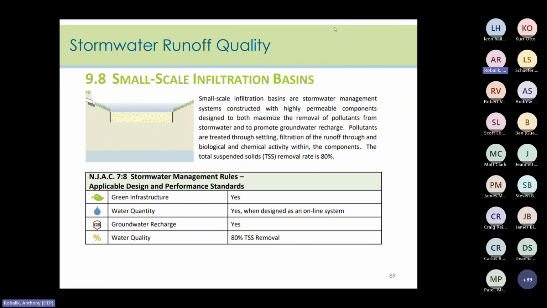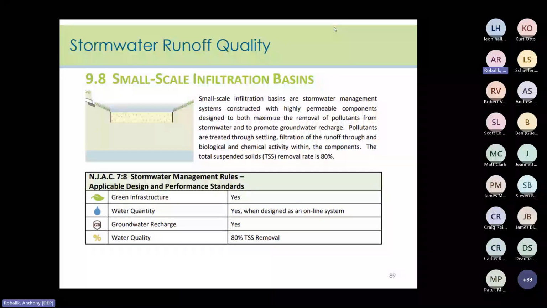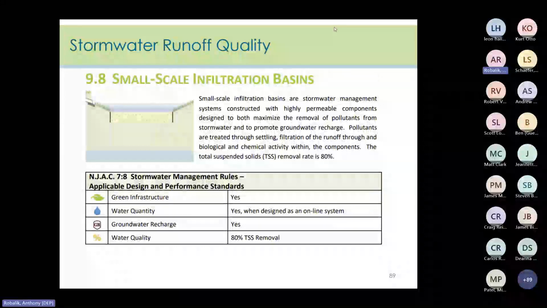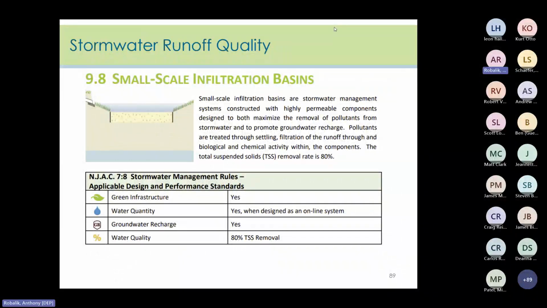And notice that the design summary tables are shaded different colors, and the chapter titles are green for Chapter 9, blue for Chapter 10, and black for Chapter 11. And this is to make the current BMP manual chapters addressing BMPs more visually distinct from the previous version.